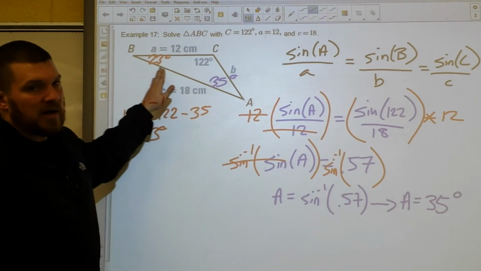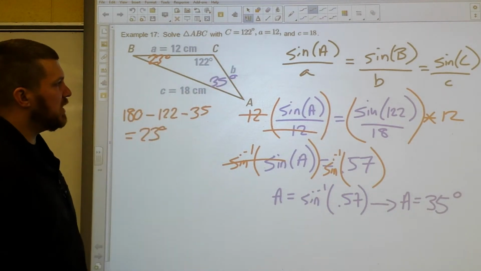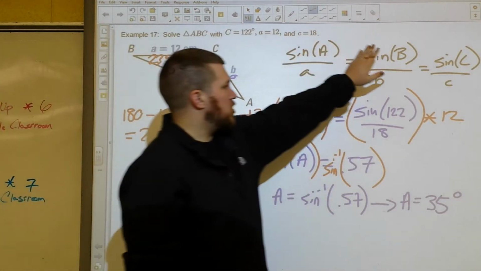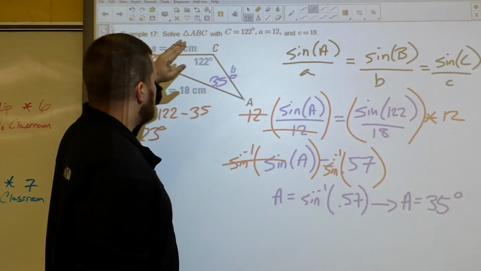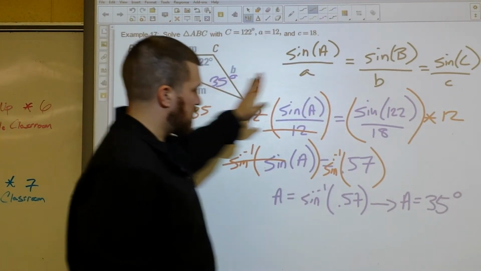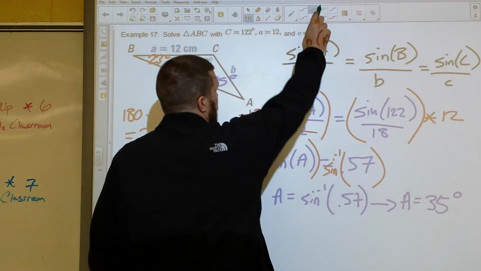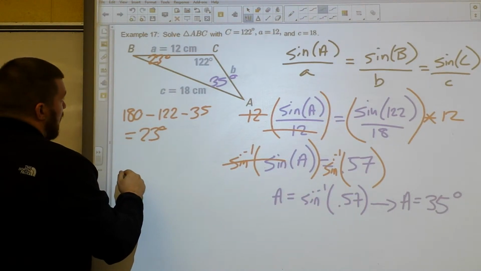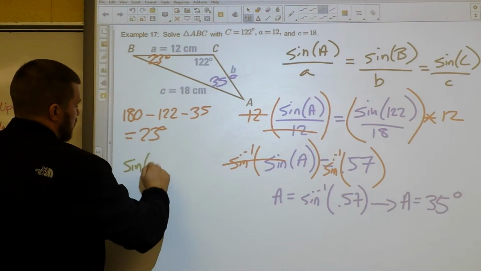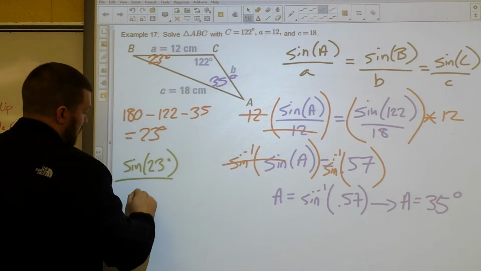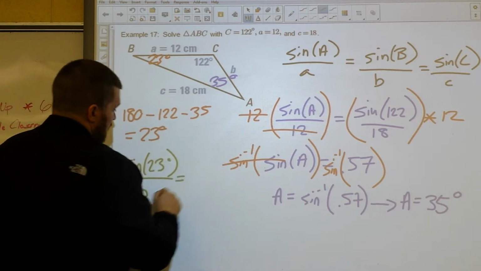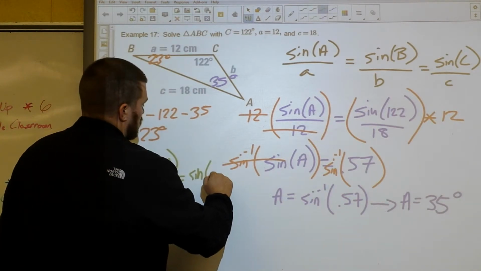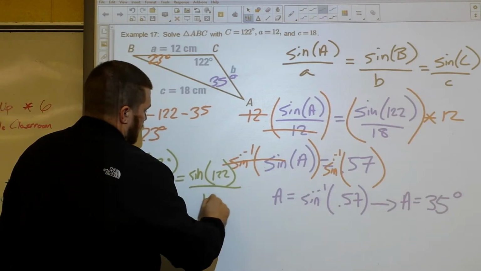Now, I still need to find side B. So to do that, I'm going to use the law of sines again. So for side B, I'm going to use this ratio, and I'm going to use what was given to me. So angle C and side C. So I'm going to set it up and do it in green. So I have sine of angle B, so sine of 23 degrees, which is the angle we just found, divided by B, is equal to the sine of angle C, which is 122, divided by side C, which was 18.